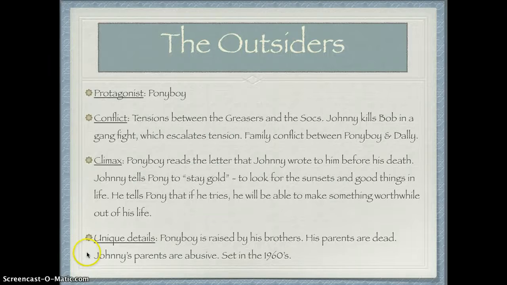A couple unique details. Ponyboy's raised by his brothers. His parents are dead. Johnny's parents are abusive. The book is in the 1960s. Those are just all connectors I could possibly use to weave this summary together. So let's take a look at my summary paragraph. I believe this is 5 sentences long.